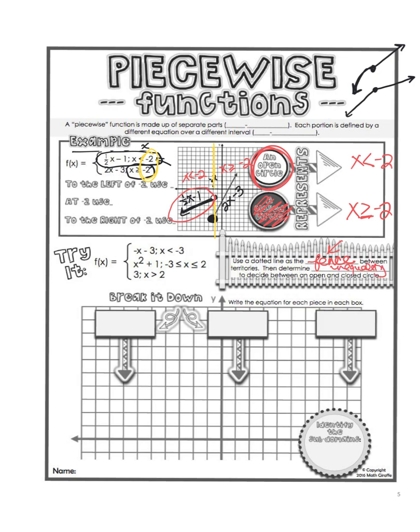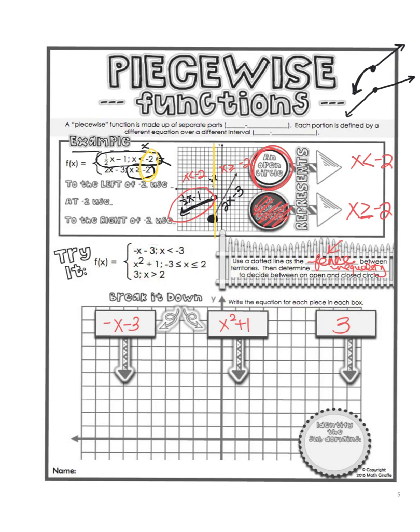Okay, so there are 3 parts to this piecewise function. The first part is -X minus 3, and that happens when X is less than -3. The second part is X squared plus 1, and the third part is 3. These are all my Y's, all of that is referring to Y's.